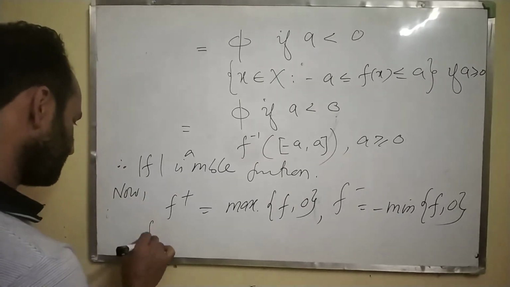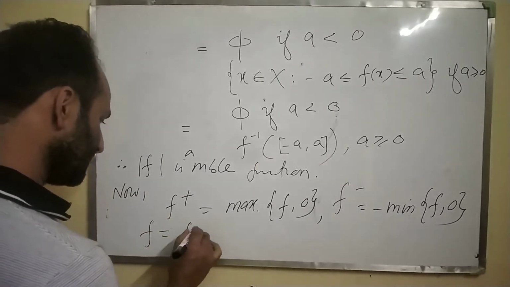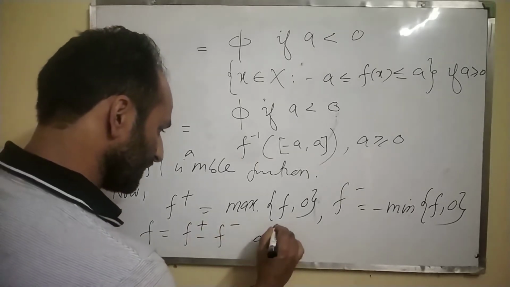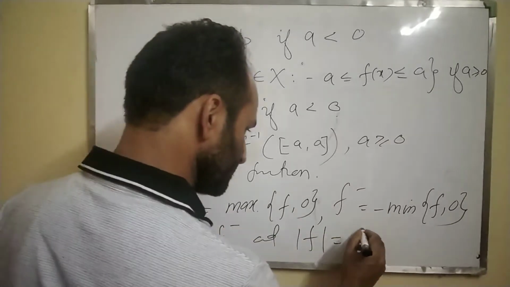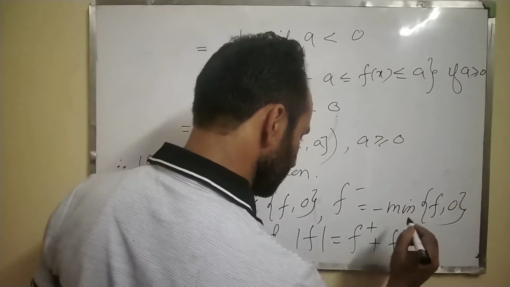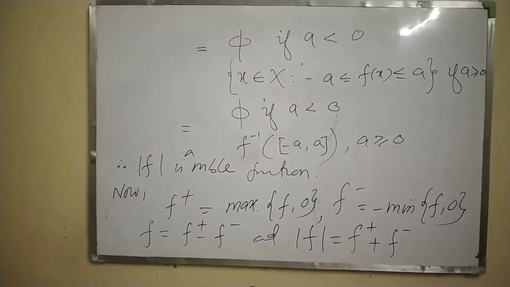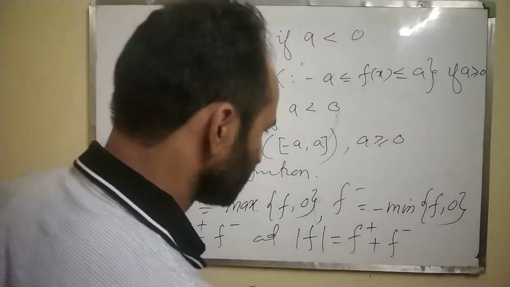The function f is equal to f plus minus f minus, and mod of f is equal to f plus plus f minus. So from this you conclude whether the functions f plus and f minus are measurable or not. So let's first verify this. f is equal to f plus minus f minus, and mod of f is equal to f plus plus f minus.